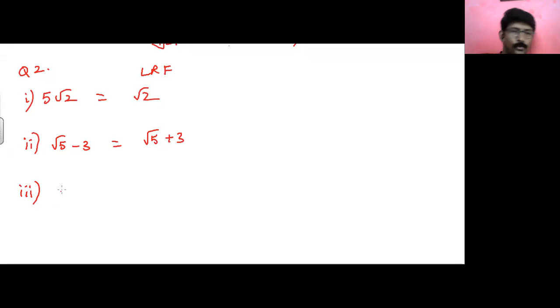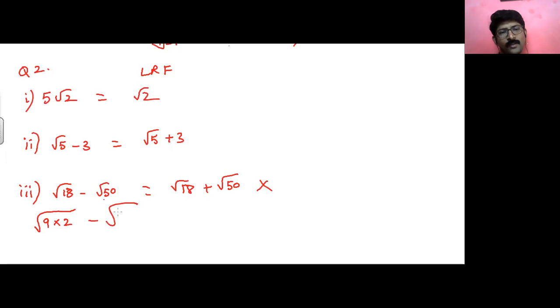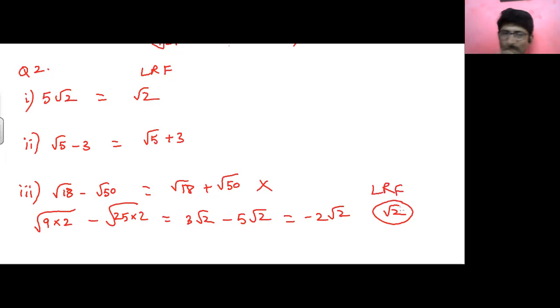Say root 18 minus root 50. Many people would directly write root 18 plus root 50, but this would be considered a wrong answer. Why? Because you have to simplify this, guys. Root 18 can be written as 9 into 2, and root 50 as 25 into 2, isn't it? So we simplify this as 3 root 2 minus 5 root 2, and then this becomes negative 2 root 2. So what is the LRF in that case? The LRF will become just root 2. I hope you understood.